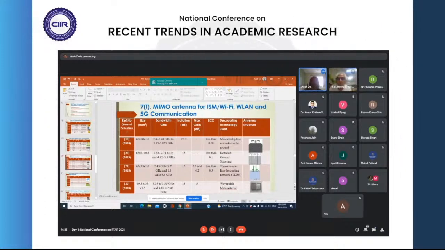And compactness also. Compactness of the antenna will also come due to this defected ground plane. So with this, some metamaterial antenna has also been reported in 2018 for MIMO system.